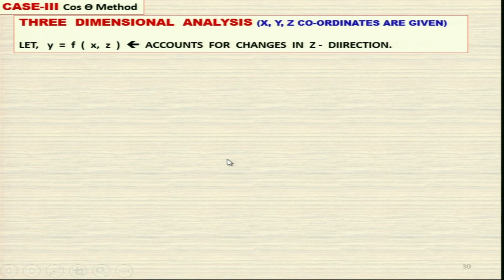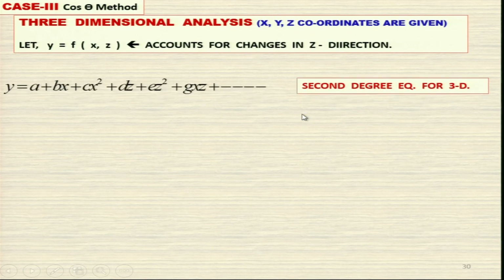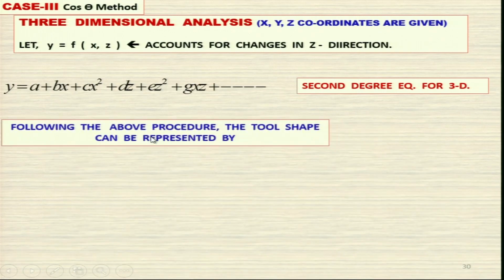3-dimensional analysis can also be done, using x, y, z coordinates. Y is equal to a function of x, z; it accounts for changes in the z direction also. So, the equation becomes y is equal to a plus bx plus cx square plus dz plus ez square and so on. Second order equation for 3D.